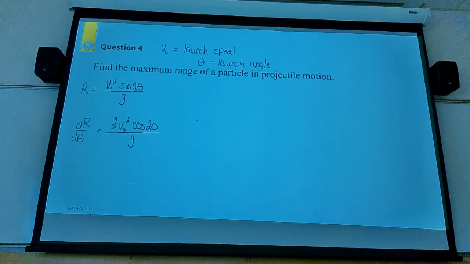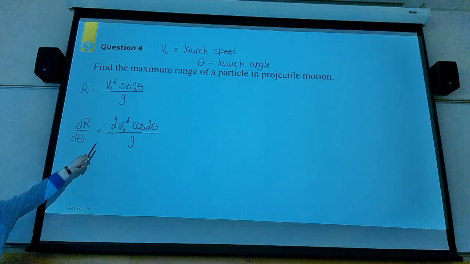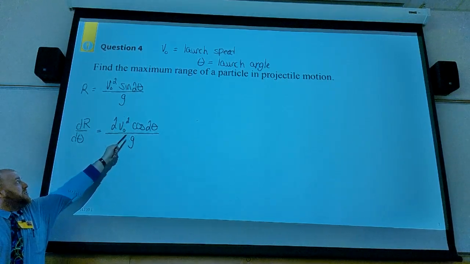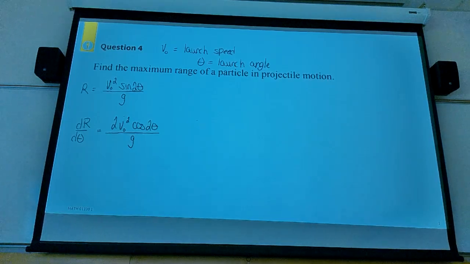Wait, why did we get the 2 from the 1 in the front? The V naught squared? Yeah. This one here? Yeah. It's the derivative of sine of 2 theta. You have to use the chain rule, right? So the 2 came from the derivative of 2 theta. Is there anywhere that derivative is undefined? No, right? It's defined everywhere.